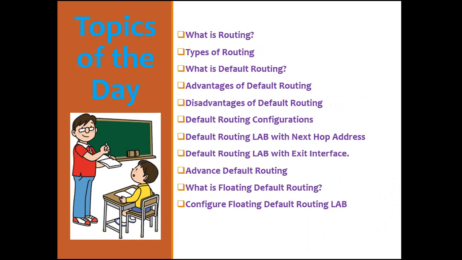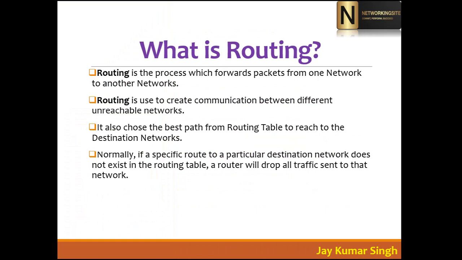What is routing, types of routing. These we have already completed, but here we have just some introduction because this is a different routing as compared to static. So you already know what is routing. Routing is a process of forwarding packets from one network to another network. Routing is used to create communication between two different unreachable networks. Routing helps you find the best path from its routing table to reach from source to destination network.